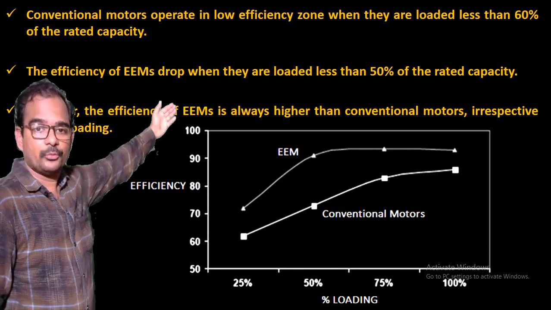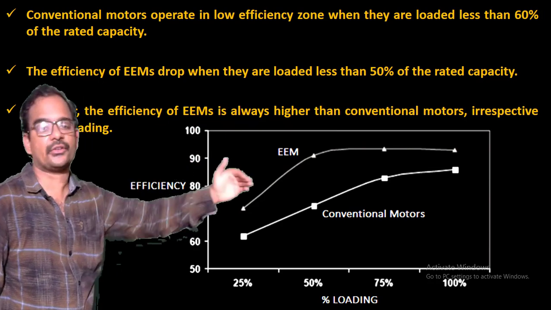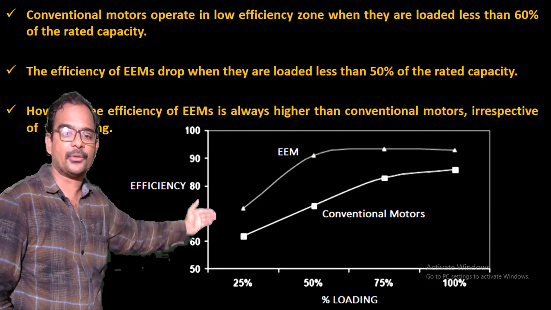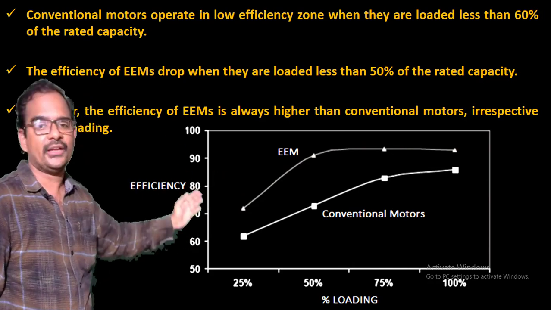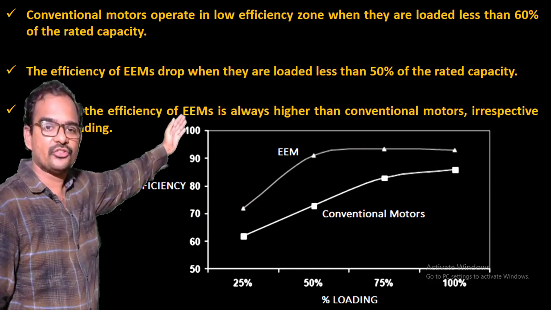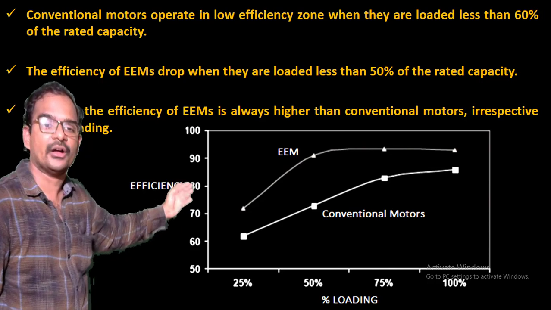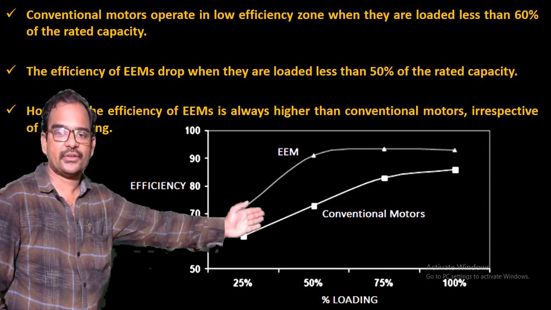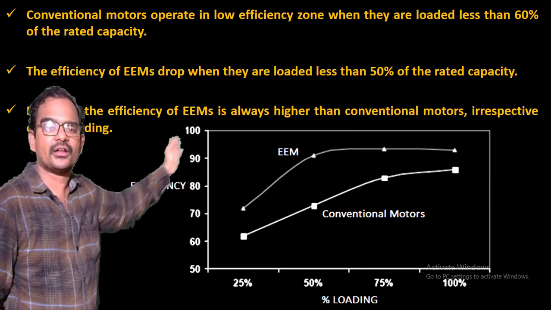What about the energy efficient motor? You can see the efficiency of the energy efficient motor at each and every loading. Whatever may be the loading of the motor, be it 25%, 50%, 75%, or 100%, at any of the loadings, the efficiency of the energy efficient motor will be higher than that of the conventional motor by an order of 4 to 5%. And one more observation is, as the loading of the motor increases, the efficiency of both the conventional motors as well as the energy efficient motors improves.